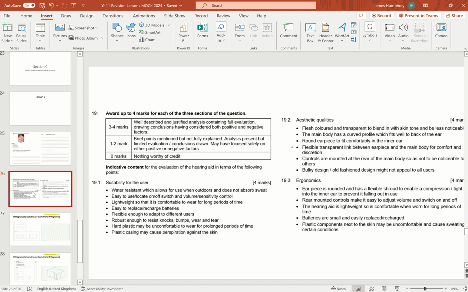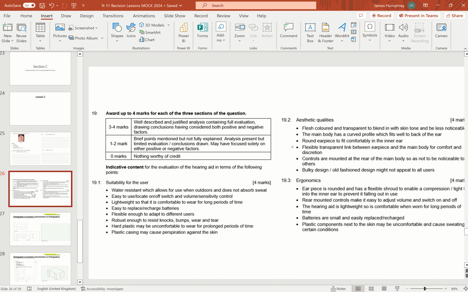What have we got? Suitability for the user. We have water resistance or water resistant, which allows for use when outdoors and does not absorb sweat. That's really good. Of course, it is plastic, which might mean it's relatively uncomfortable as well. Easy to use, locate on and off switch. I talked about that, didn't I? And volume sensitivity control, lightweight. Very good. So it's comfortable to wear for long periods of time.